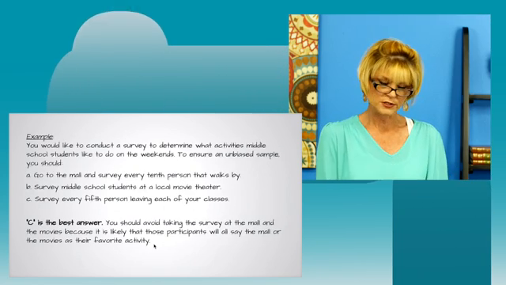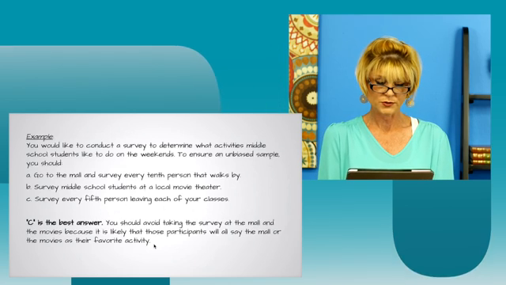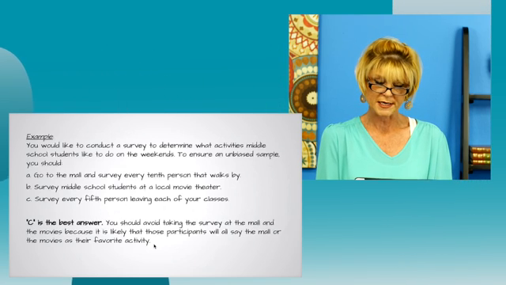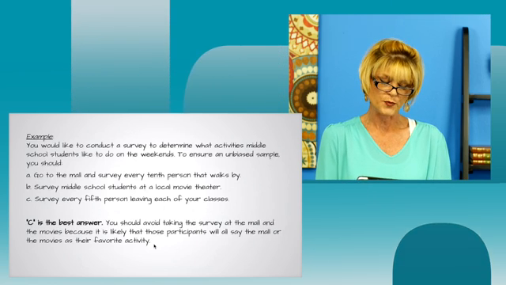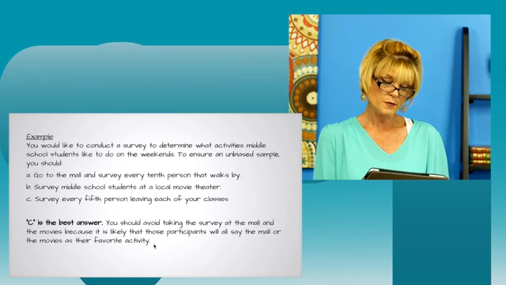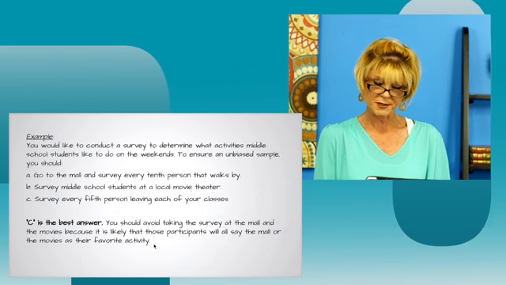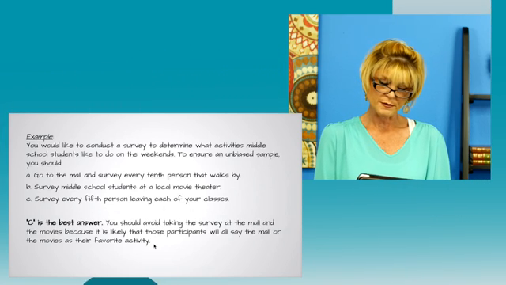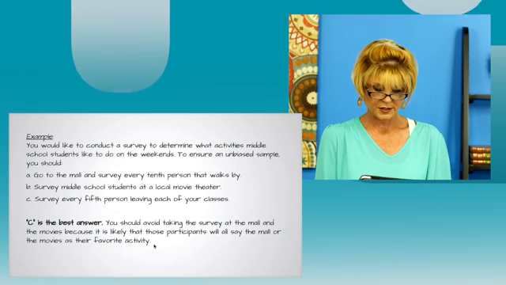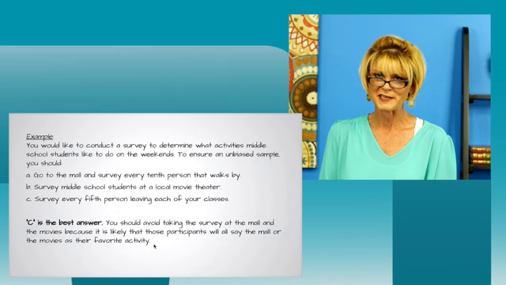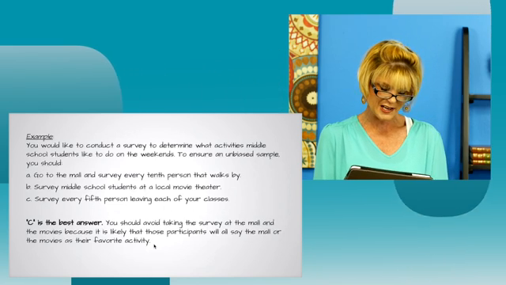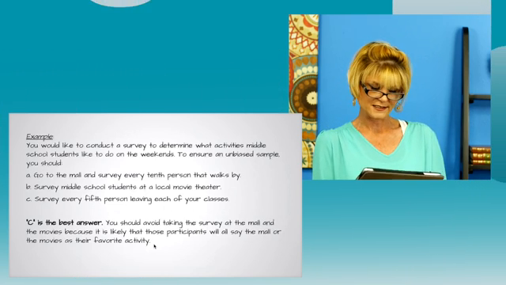Let's look at an example. You'd like to conduct a survey to determine what activities middle school students like to do on the weekends. To ensure you have an unbiased sample, you should A, go to the mall and survey every 10th person that walks by, B, survey middle school students at a local movie theater, or C, survey every 5th person leaving each of your classes. That might have been a little easy for you all. C, yes, C is the best answer.